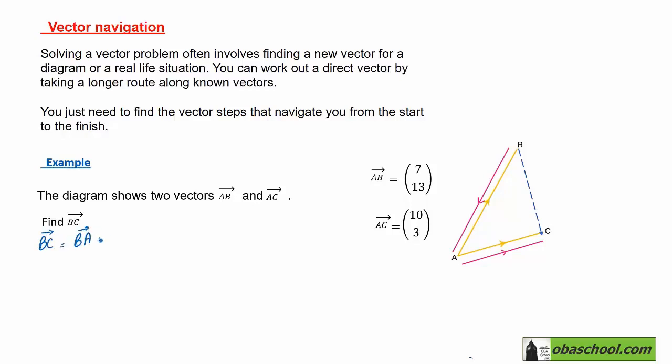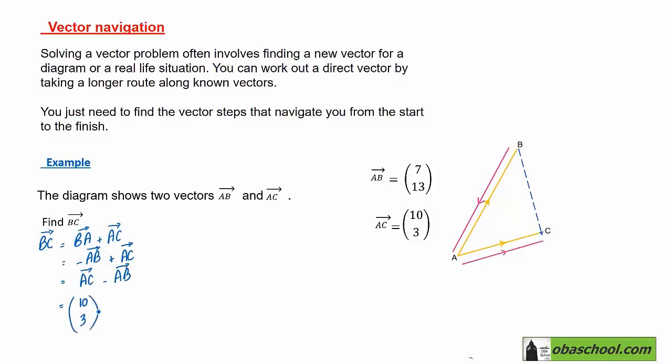So we say that vector BC is equal to vector BA plus vector AC, and BA is the same as minus vector AB. So that would be equal to minus vector AB plus vector AC. So vector AC minus vector AB.